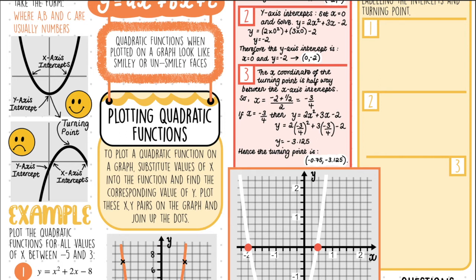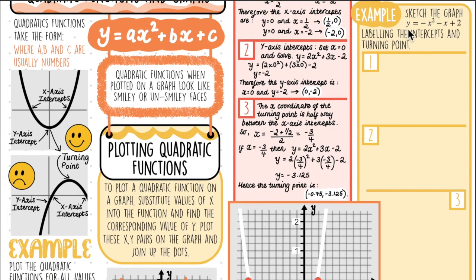So let's look at an example of this. We're given the function y is equal to minus x squared minus x plus 2, and we're told to sketch it. First thing I know is, well, I know it's a quadratic, so I know it's going to be U-shaped or smiley face. I also know that there's a minus in front of the x squared, so I know that it's going to be an unhappy smiley face or an upside down U shape. Next thing, I've been told to label the intercepts and the turning point. So it's already telling me I've got to find some key characteristics. So let's work out the points at which the quadratic function crosses the x-axis first, i.e. we're going to work out where the x-axis intercepts are.